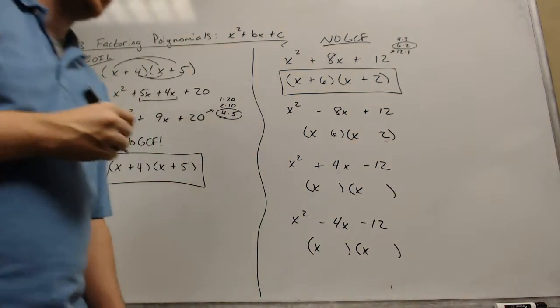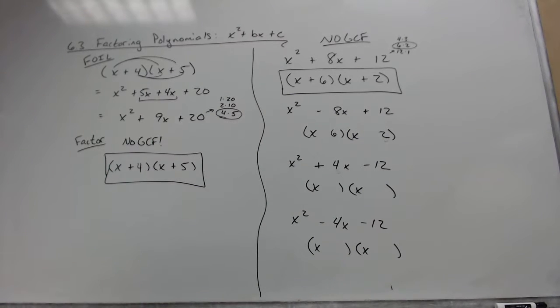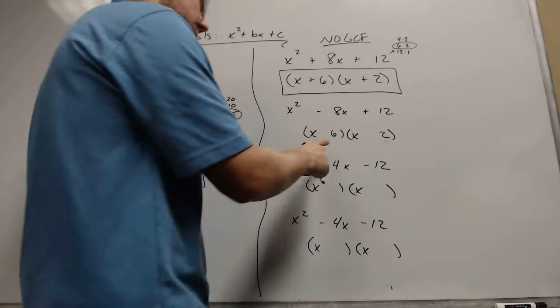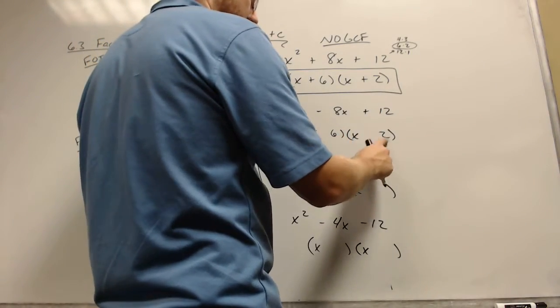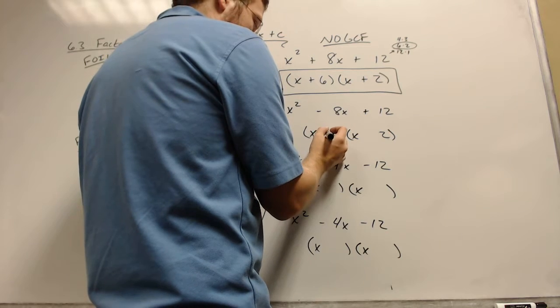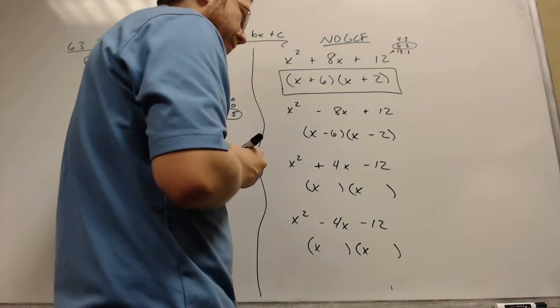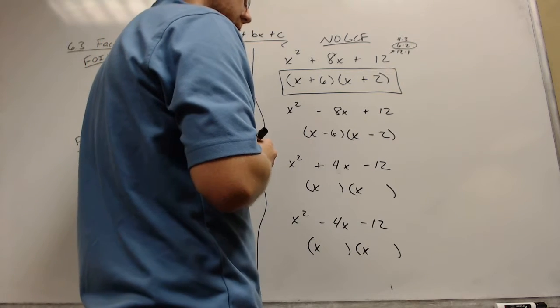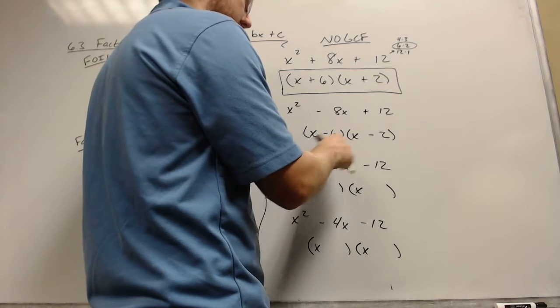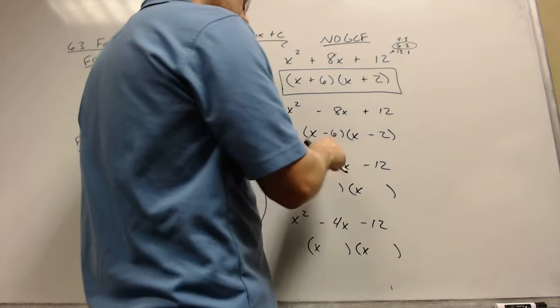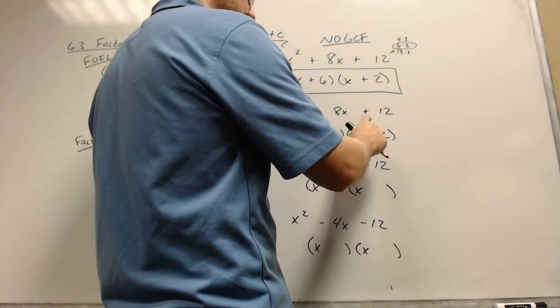But how's that going to change my signs? If I want a negative 8 in the middle instead of a positive 8. Well, if I want these two numbers to add up to negative 8, hopefully we can come to the conclusion that both of these are negative. That's the only way for these to add up to negative 8. Negative 6 plus negative 2 is negative 8, and negative times negative will give me positive 12.